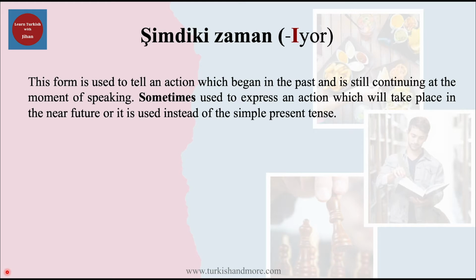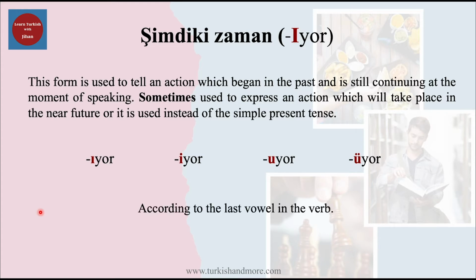As you know, Turkish is a suffix-based language, which means we add suffixes to words to form what we want. In the Şimdiki Zaman, the suffix is ıyor. Now, the changes. This is why it's in red. Changes to what? We can have ıyor as the suffix, or iyor, or uyor, and the last one is üyor. Which suffix do I choose to place beside the verb? It depends on the last vowel in that verb. Of course, we will take some examples.